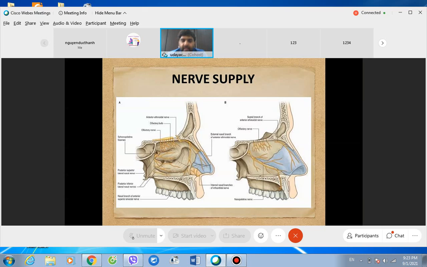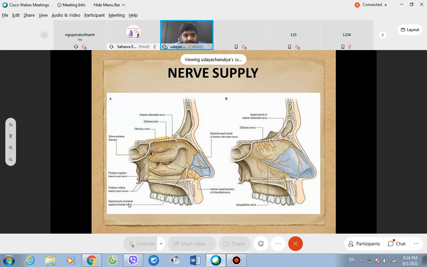Apart from this, there are the posterior superior lateral nasal nerve, the posterior inferior lateral nasal nerve, and the nasal branch of the anterior superior alveolar nerve. All these branches come from the sphenopalatine foramen, and these are the nasopalatine nerves which supply the septum also. Okay, the septum is also supplied. The septum and the lateral wall are also supplied by the anterior ethmoidal nerves too.